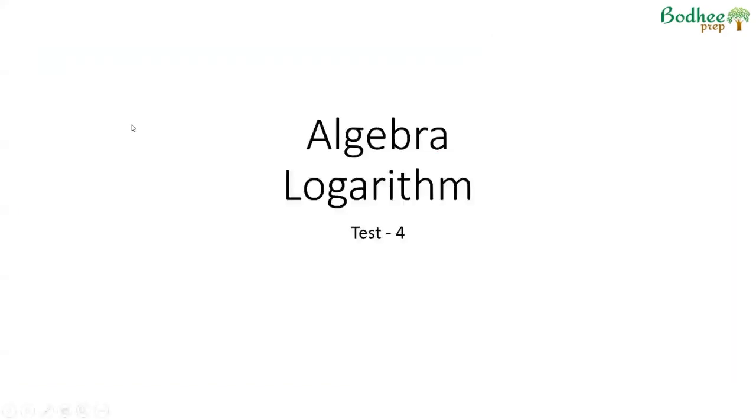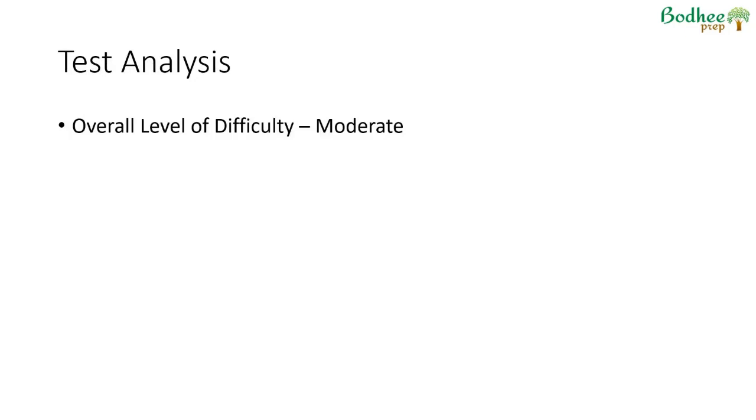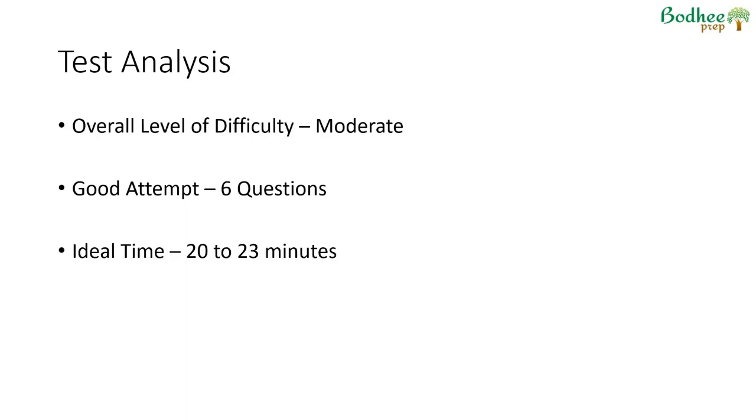This video specifically is on topic logarithm. And this is the fourth test on the topic that we are discussing in this video. Overall, I think moderate level of difficulty for the test. 6 questions net correct in a test like this should give you a 95 plus percentile. And the attempt time for a test like this, again, the idea is to go through the 10 questions and find out your 6 best questions is what I'm saying. It should take about 23 odd minutes to get that done.